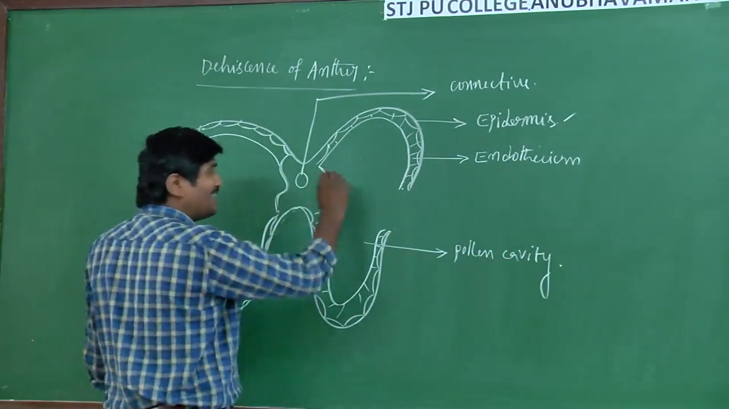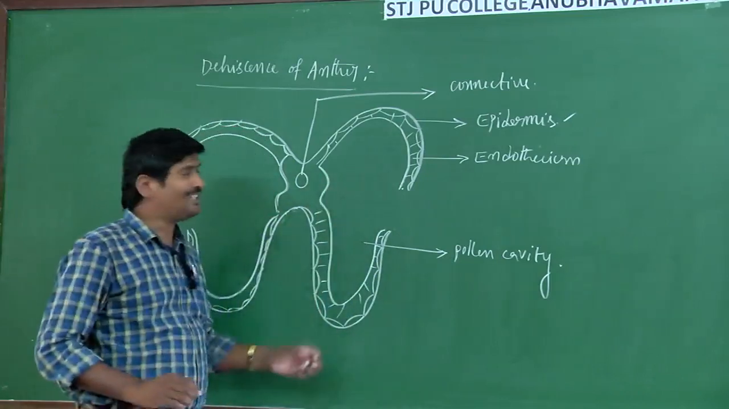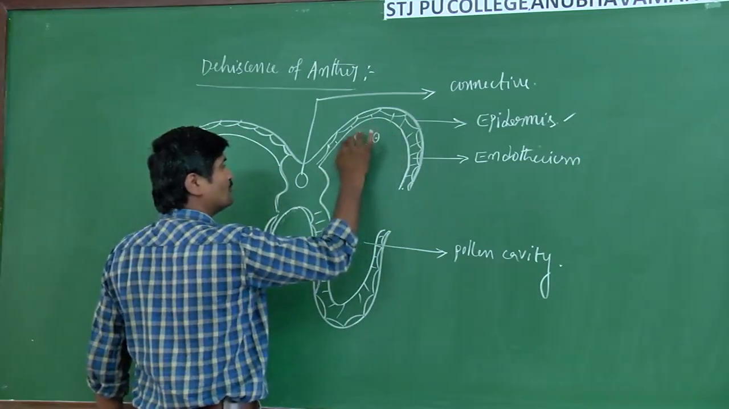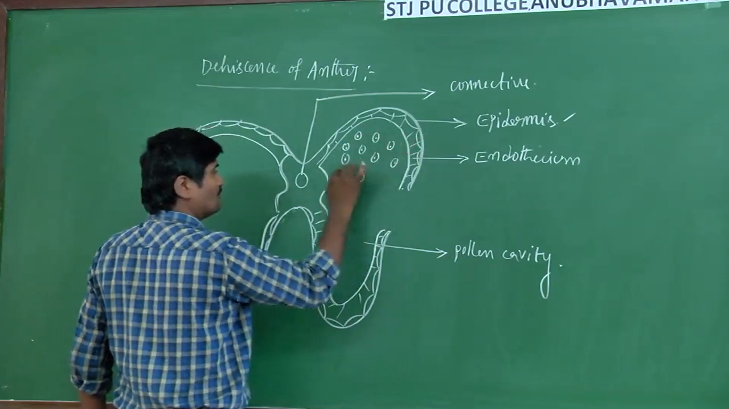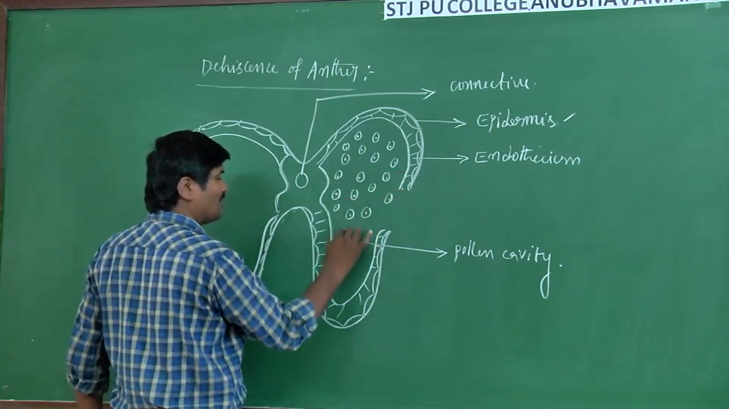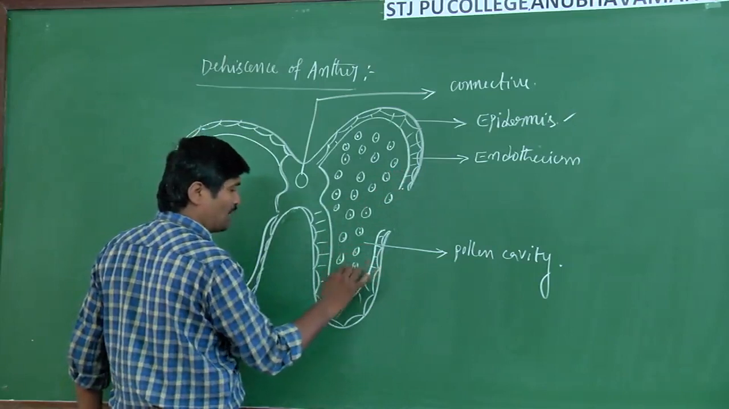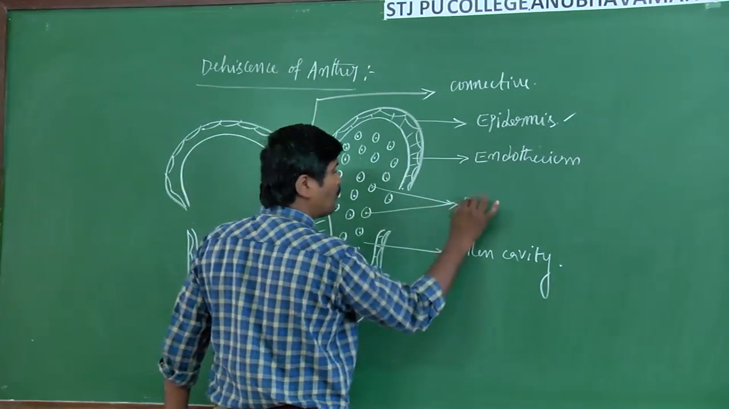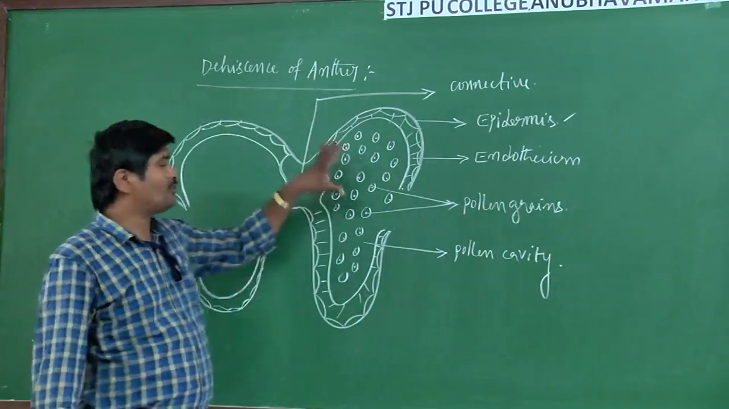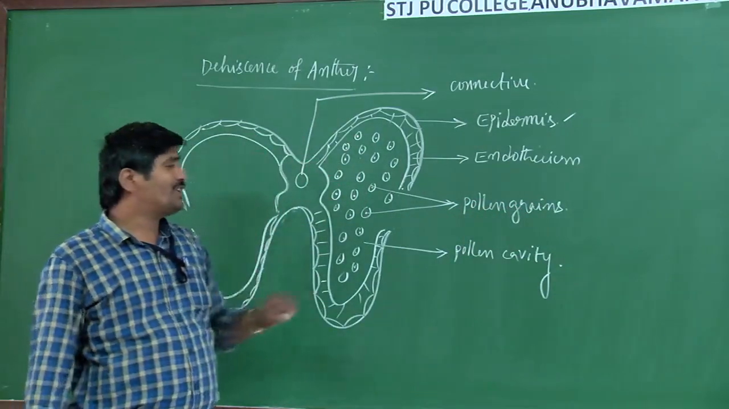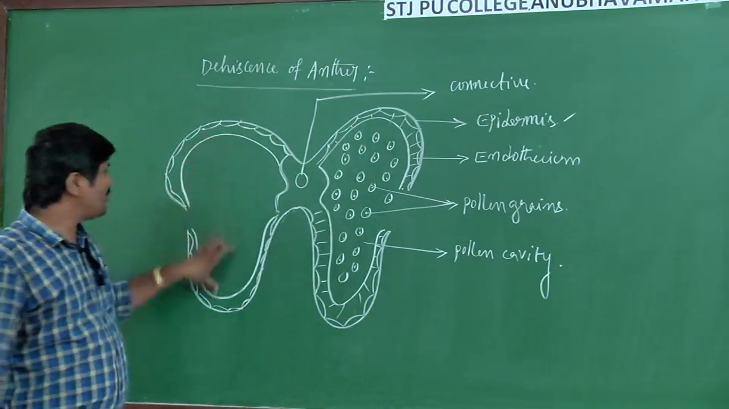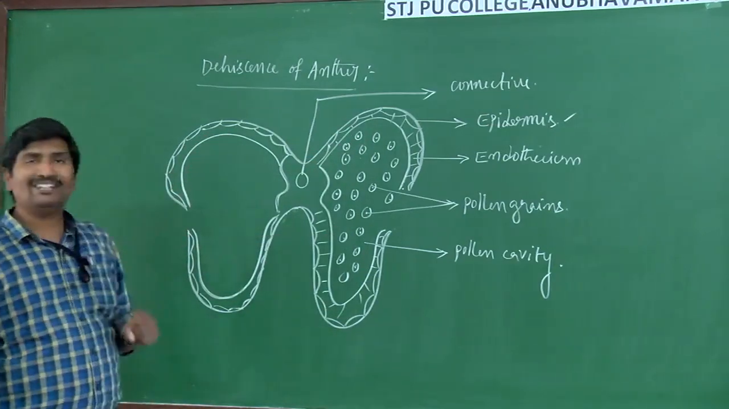In this pollen cavity, as you already know, each microsporangium consists of several thousands of pollen grains. These are the pollen grains. A number of pollen grains are produced inside each microsporangium. See here, in this structure, this is only one pollen sac. This is also one pollen sac. This point is very, very important.